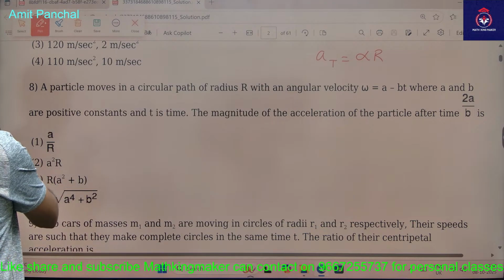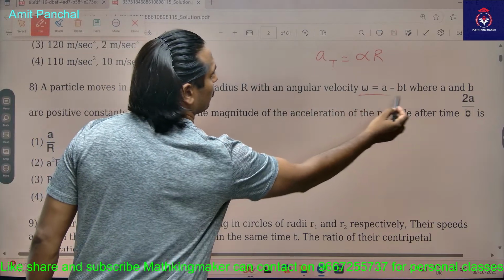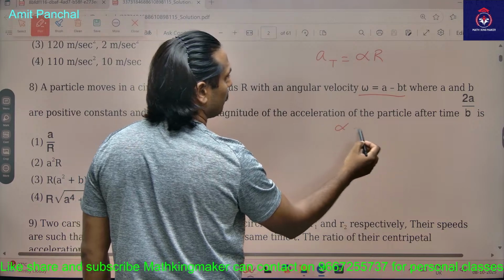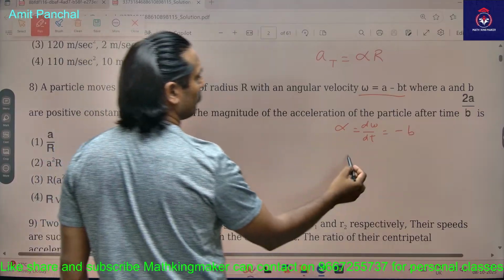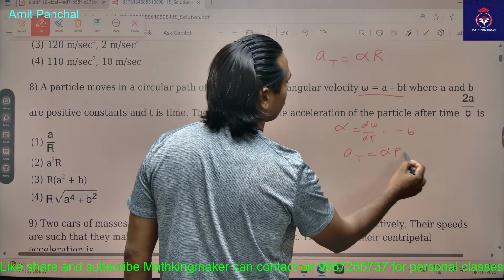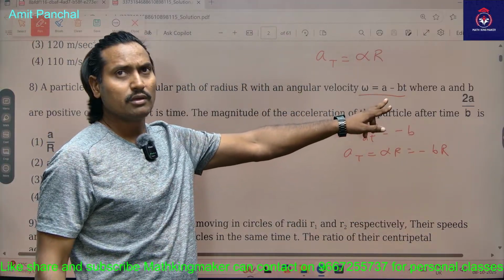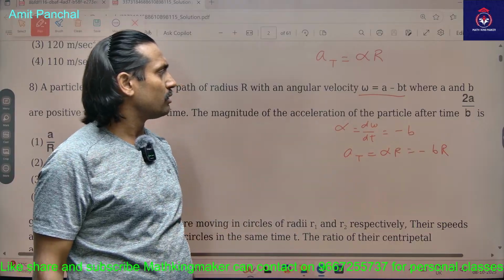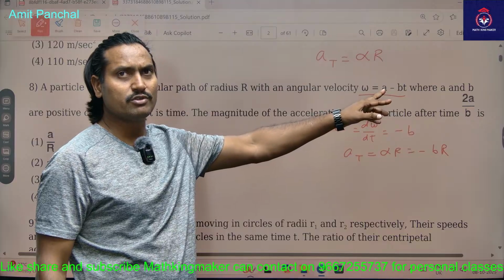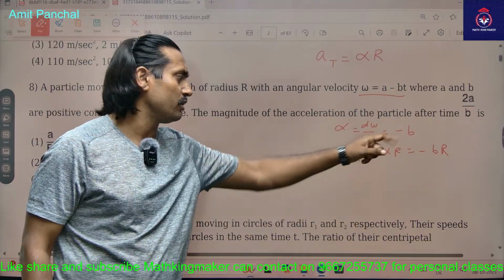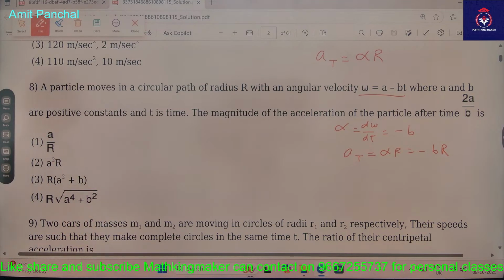Okay, we'll do it for you. First of all, we'll calculate alpha. Alpha will be d omega by dt, so that will be minus b. So what will AT be? AT will be alpha r. Why will it be minus b, sir? A and b are constants, right? If you do differentiation, differentiation of a will be 0, and differentiation of minus bt will be minus b. Yes, okay, got it.